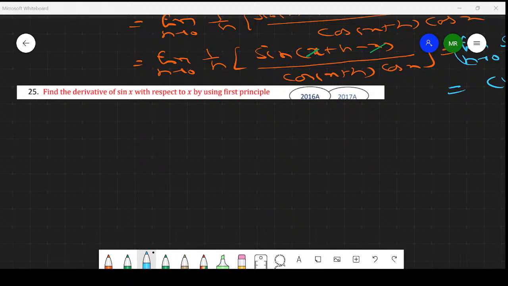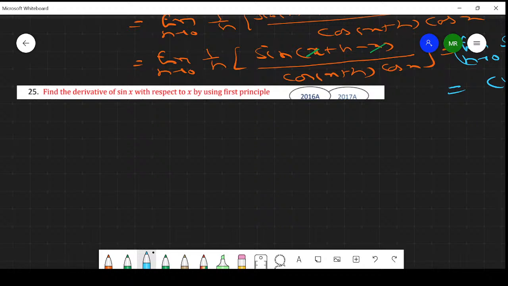Try to understand this. Now I am going to explain the derivative of sin x from first principle. The people who are attending, please let me know the names in the chat box. Find the derivative of sin x with respect to x by using first principle. Again, here also you can take it, when they are asking the derivative of sin x.